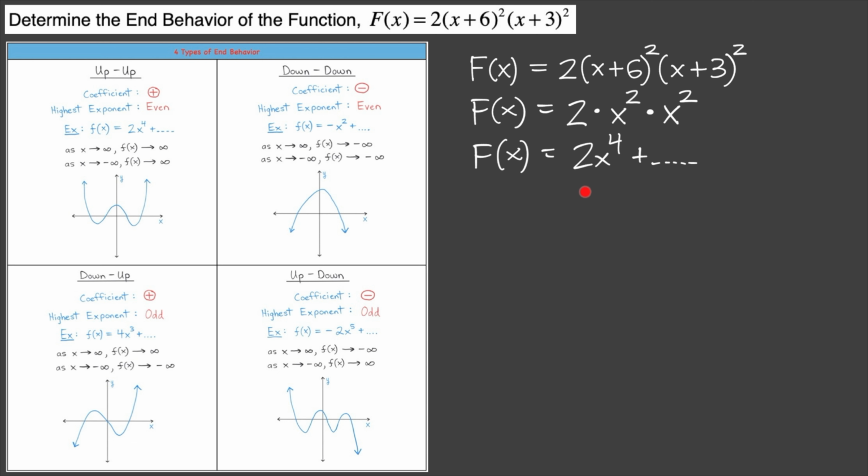Okay, so now let's see which category this falls into. We have an even exponent. Okay, so we'll go ahead and label that. So we have an even exponent, and the coefficient, is it positive or negative? Well, that's positive 2. So we have an even exponent, positive coefficient, which is this scenario here. So that means we're going to have up and up. So it's going to go up to the left, up to the right. So we'll say up and up.